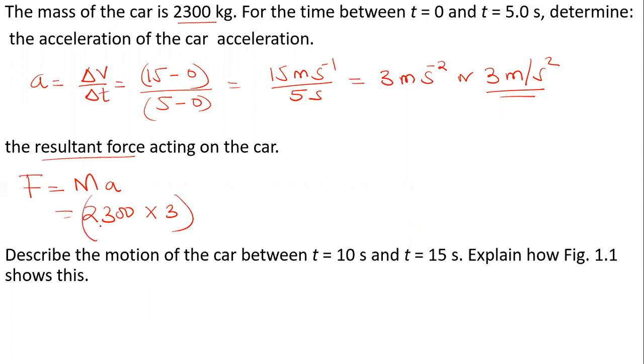Now, if you use your calculator, I'm using FX82. 2,300 times 3 will give me 6,900 Newtons. That is my force at that point. All this will give you marks as you arrange your work. It's always advisable that you know what you're doing. Now, describe the motion of the car between t equals 10 seconds and t equals 15 seconds, and explain how figure 1.1 shows this.